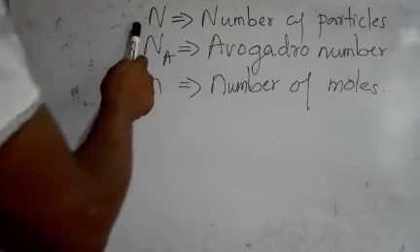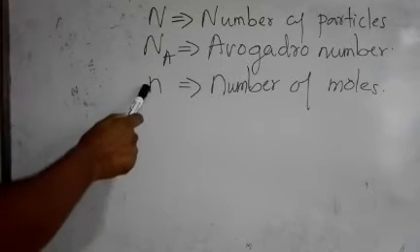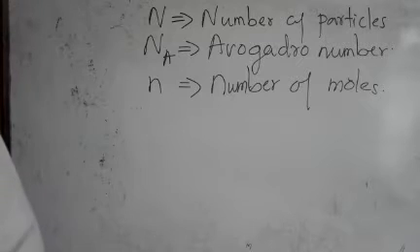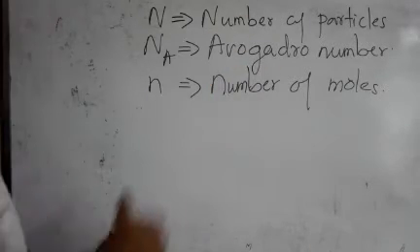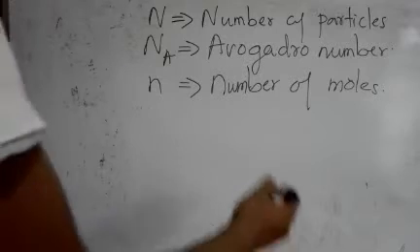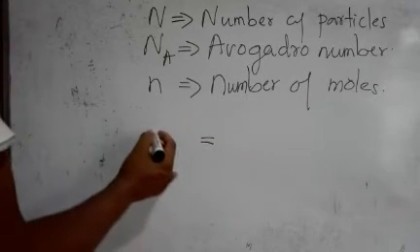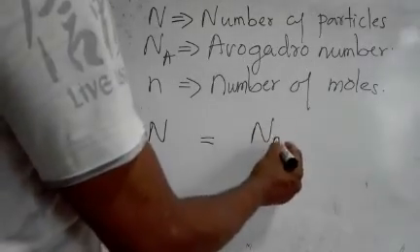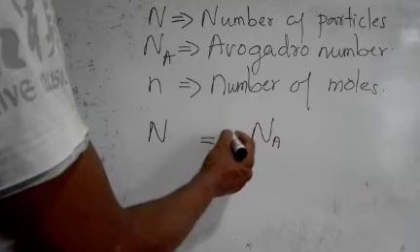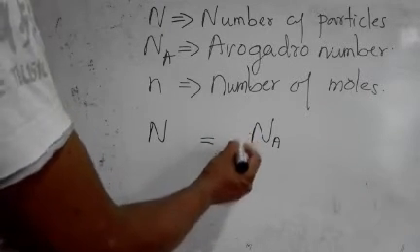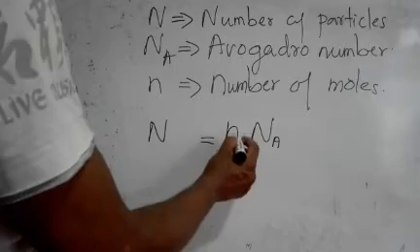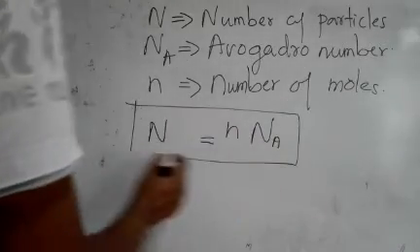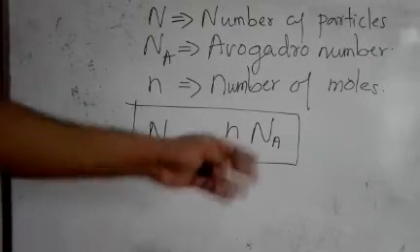Capital N is for the number of particles. Small n is for the number of moles, and A is the Avogadro number. We know that in 1 mole, an Avogadro number of particles are there. So the number of particles in 1 mole is the Avogadro number. If it is 2 moles, you have to multiply it by 2. So that means it should be multiplied by the number of moles.